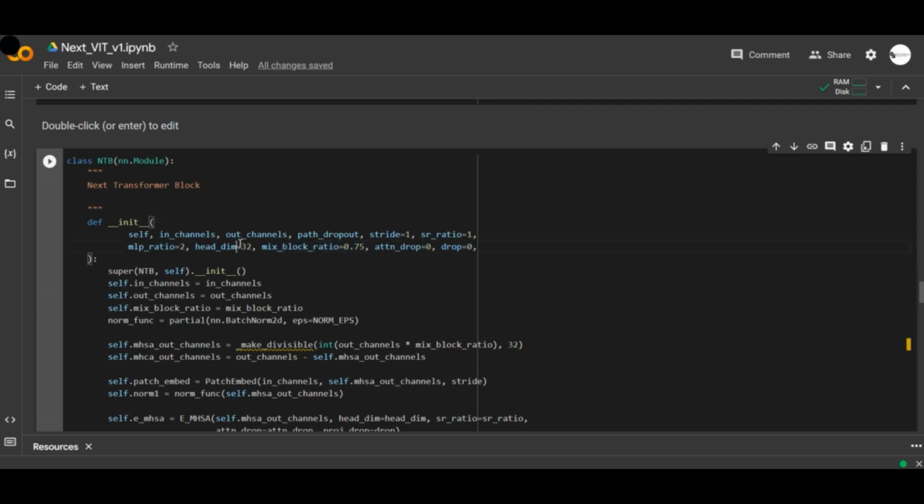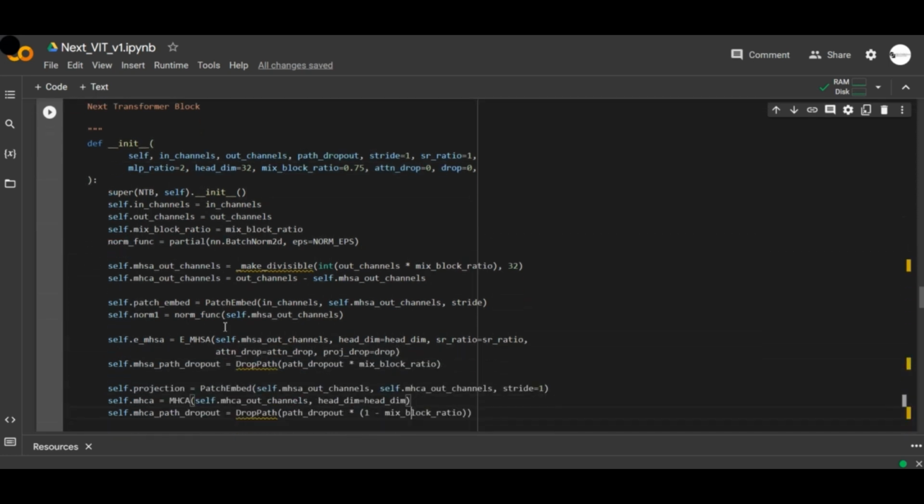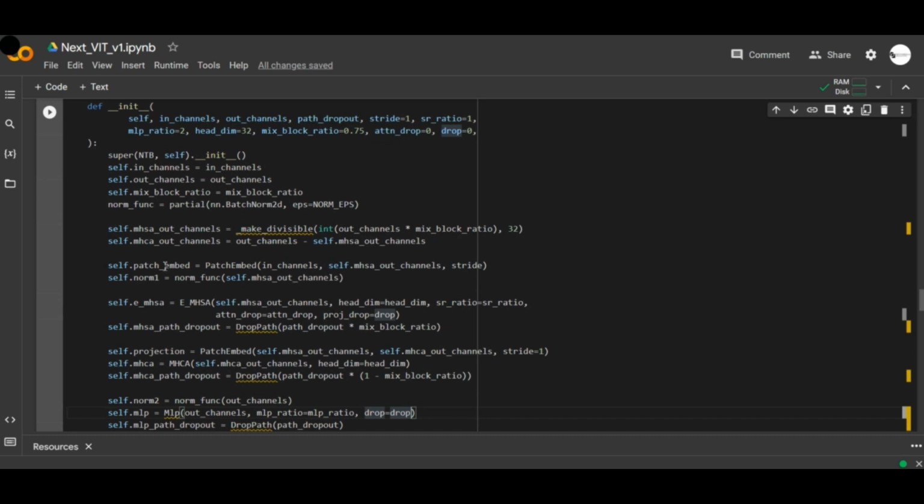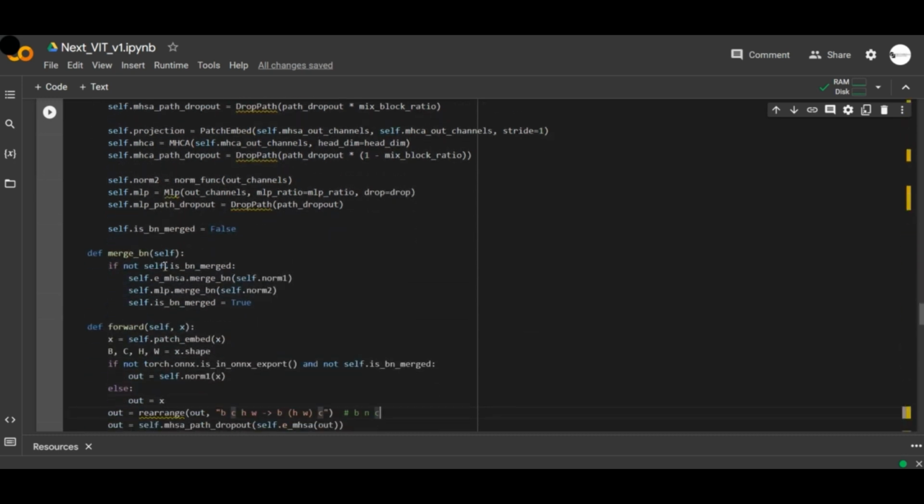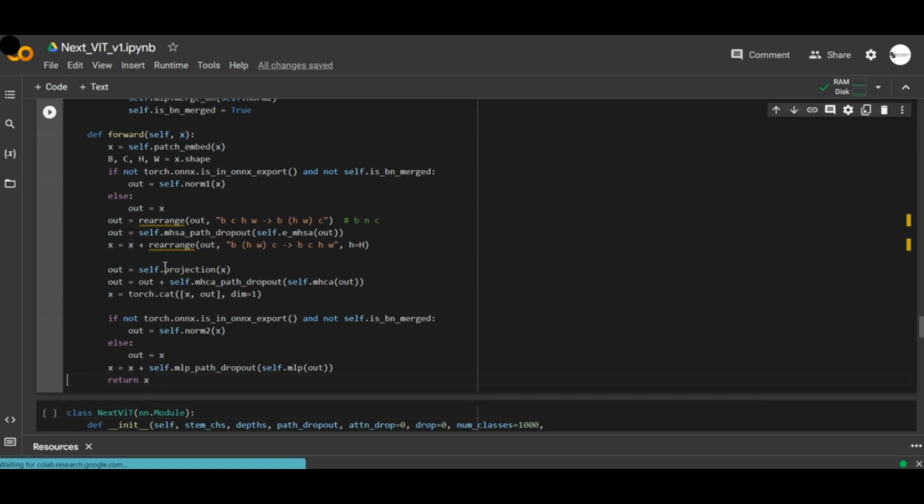Then we have head dimension and attention drop. Like I said, we're just trying to combine all the components that we discussed, and here we're just defining them. I think the interesting part will be this here. As you can see, we take our input and we apply the patch embedding and we project this, then we take this and apply it within the multi-head convolutional attention, and you can see this residual connection here.